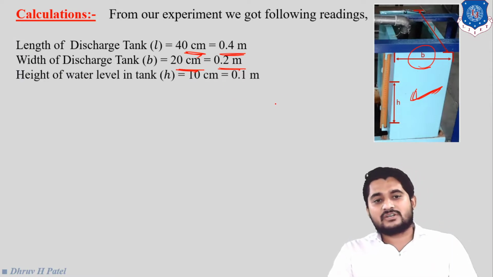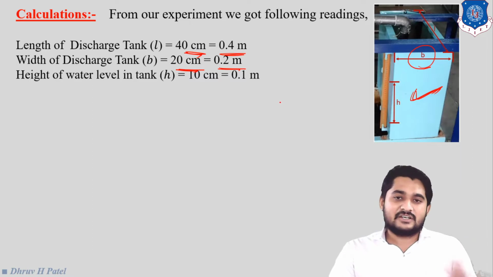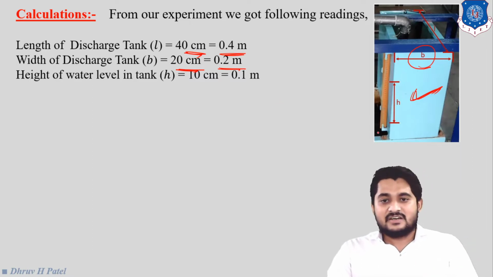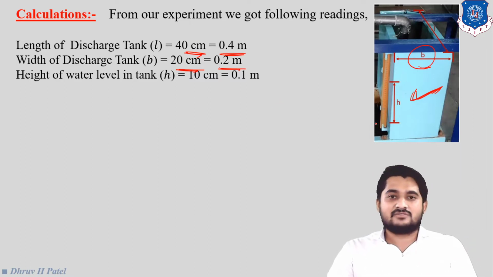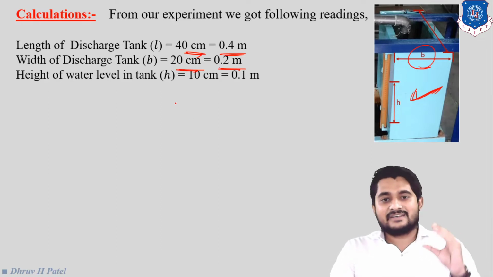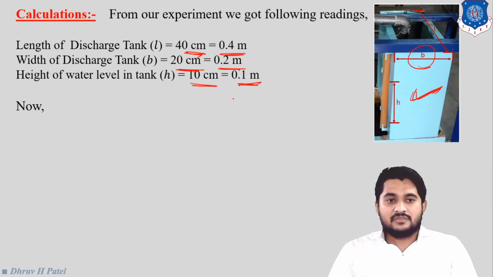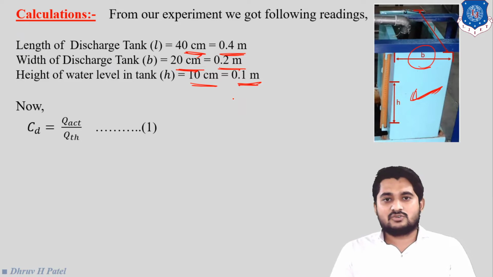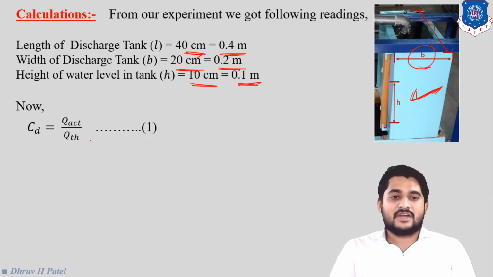Height of the water level in the tank: we can select any arbitrary reading, as shown in this practical, right? So in this practical we selected 5 centimeter to 15 centimeter. So the total height is 10 centimeter, so 0.1 meter. Now we want to find the coefficient of discharge. So CD is equal to Q actual by Q theoretical. First, let us find Q actual.